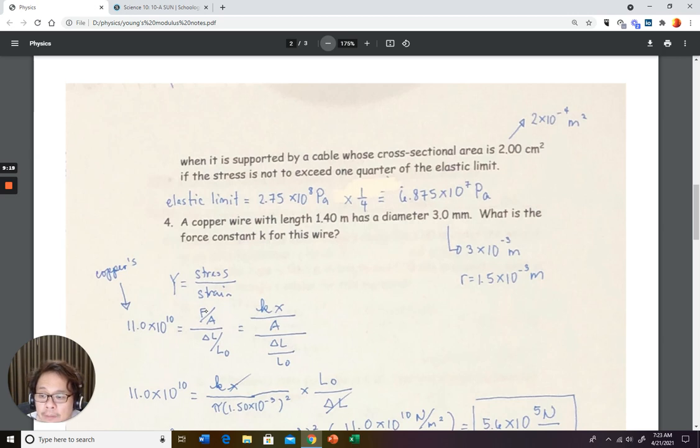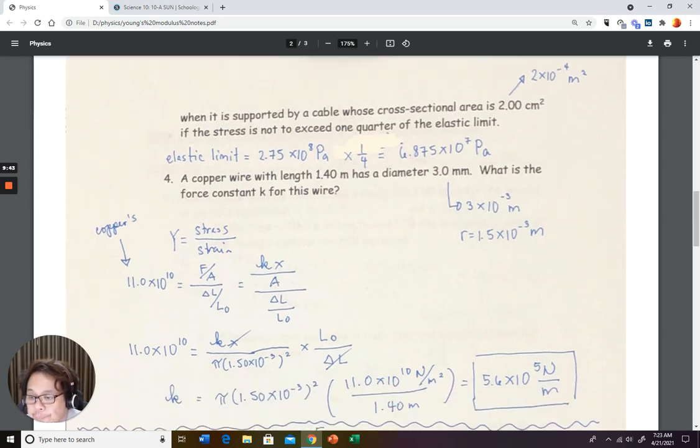The area, we can solve that. It is pi r squared. Now the x and this delta L can be cancelled out, because they mean the same: the amount of stretch. And then the original length is given, 1.40 meters. It says here 1.40 meters. And then this is the radius that we computed. We square it. We can compute now for the K value.